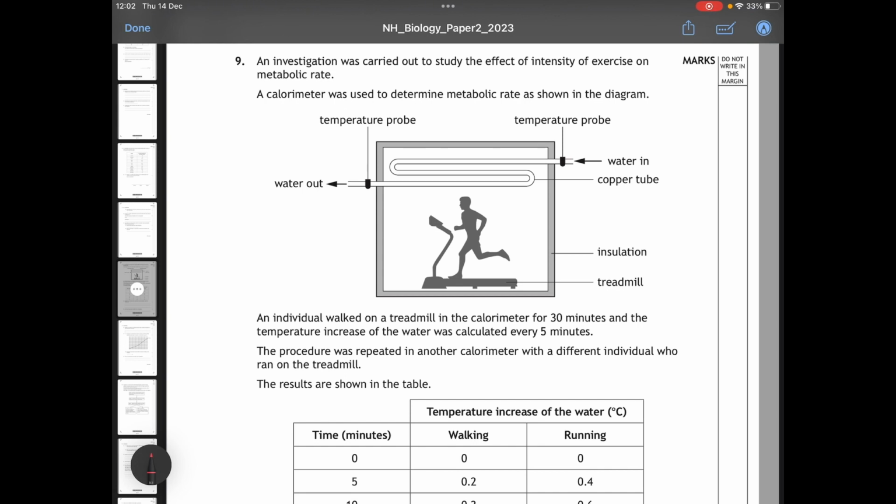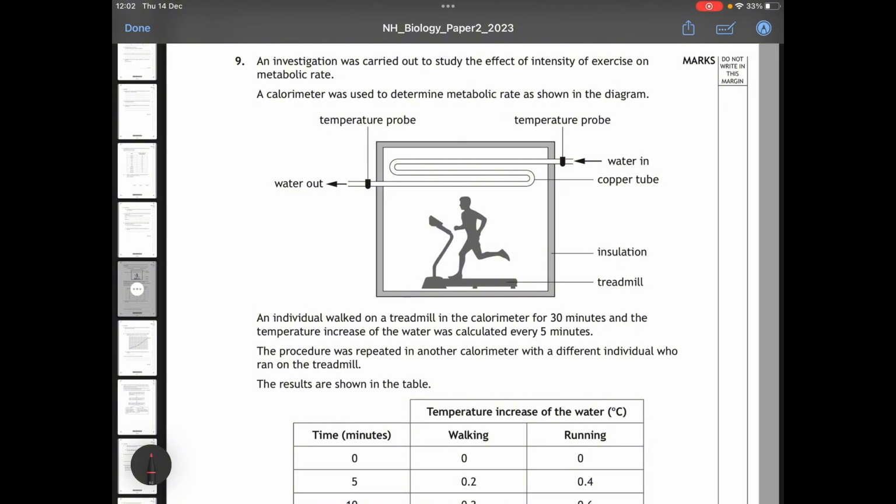their rate of respiration, rate of metabolism increases, they generate more heat. So the energy ultimately from your metabolism is lost as heat. That heats up the little sealed unit that the person is in, and you can see that there's water pipes coming in and water pipes going out.